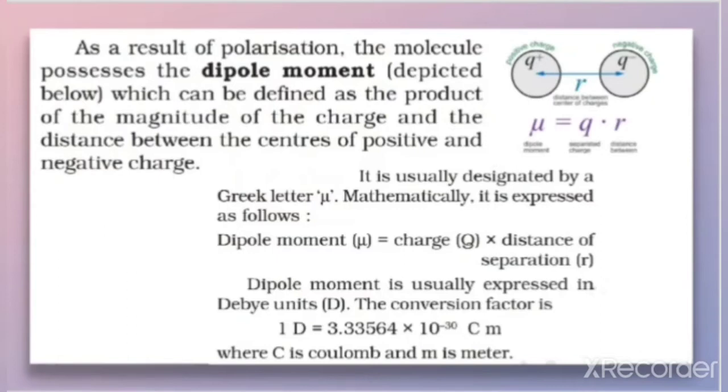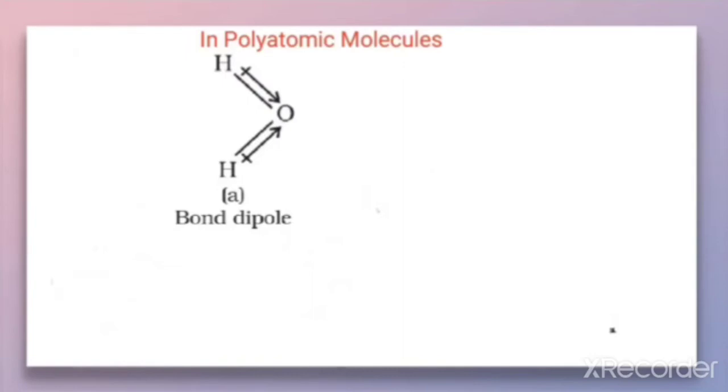Now let us take some examples of how we represent the dipole moment. In a polyatomic molecule, there is more than one bond. So let us take the case of water. In water, there are two covalent bonds, one here and the other one here. So in that case, there will be two bond dipoles. And how do we represent a bond dipole in a molecule? Through an arrow.